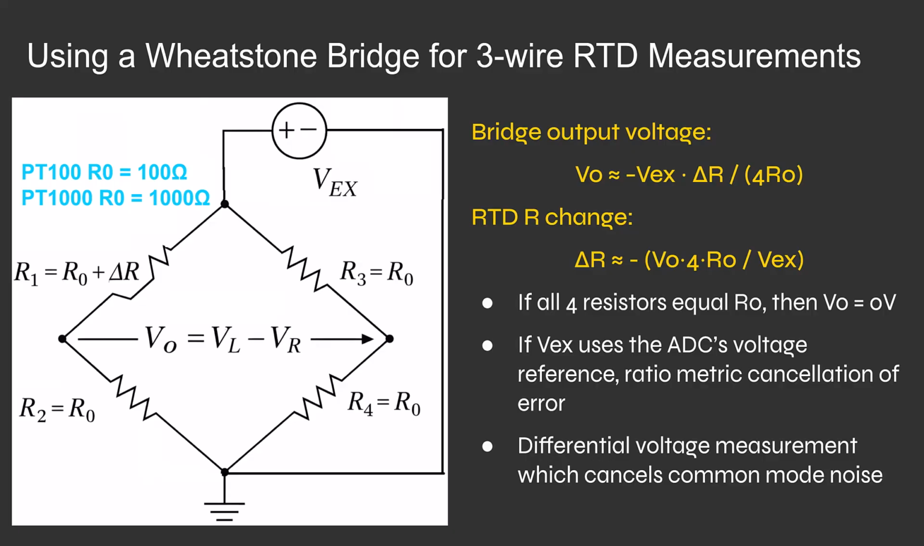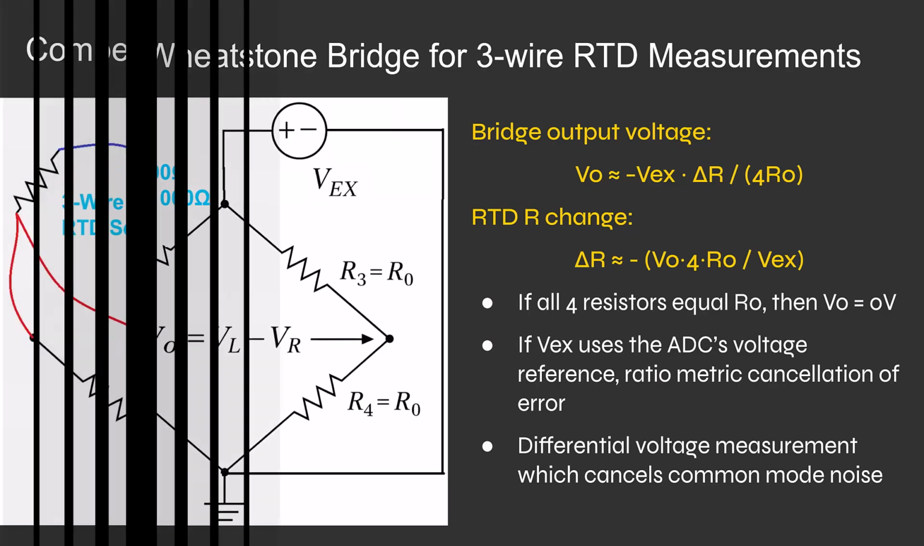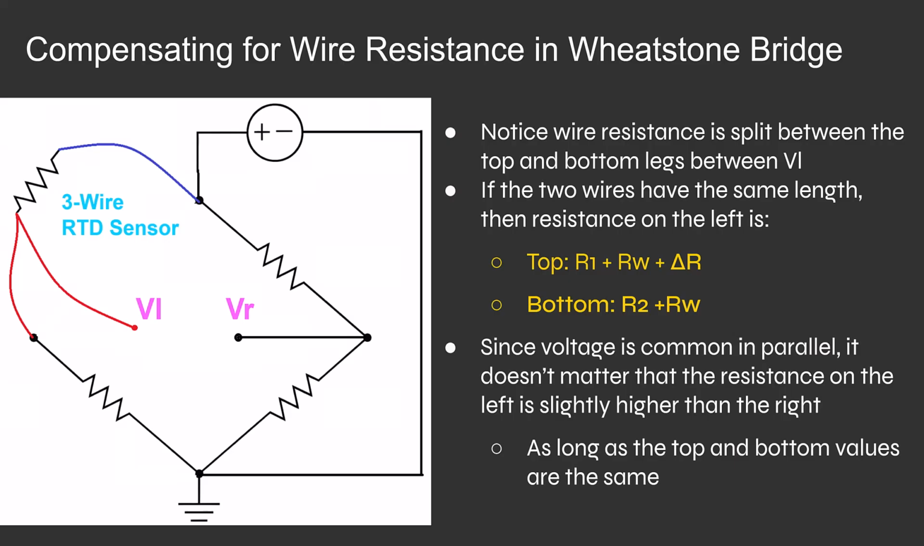Now let's look at how we use the 3-wire sensor in the Wheatstone bridge and how we can cancel out the resistance in the wiring for making a more accurate RTD measurement. Okay, here's our same Wheatstone bridge circuit, except we removed one of the resistors and we put in the RTD, the 3-wire RTD sensor. Now, there's something important to notice: when you have a 3-wire RTD sensor, you have 2 wires coming off one end of the sensor, and then you have 1 wire coming off the other end of the sensor. And the sensor is represented as a resistor symbol.